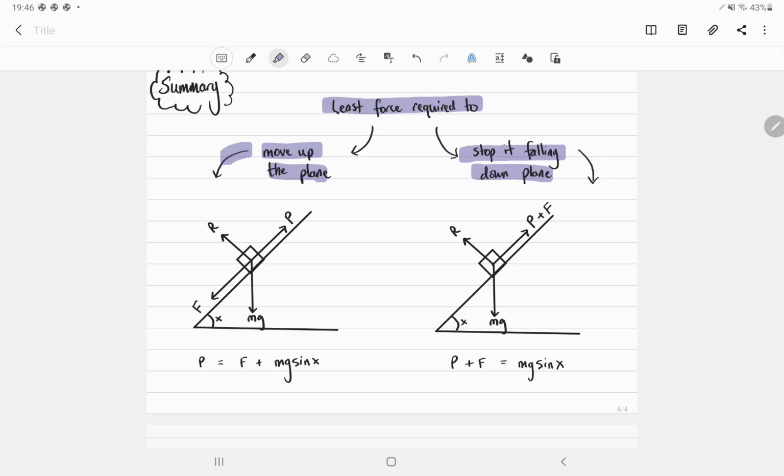If we concentrate on this one, if we want the least force required to move it up the plane, that means the direction is up the plane, and friction acts down the plane. For the one on the right, to stop it from falling down the plane, the direction is going to be down the plane, therefore friction acts up the plane, as well as our extra force, P. You'll resolve along the inclined plane for both examples and you will find the force needed.